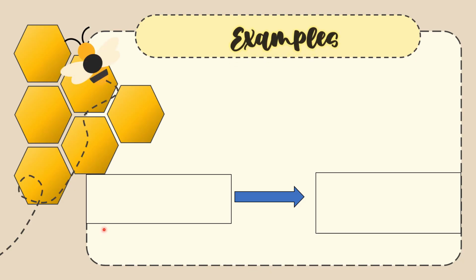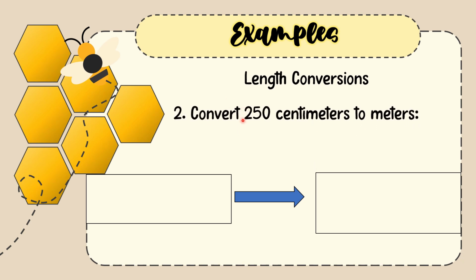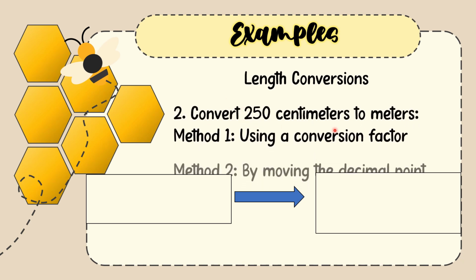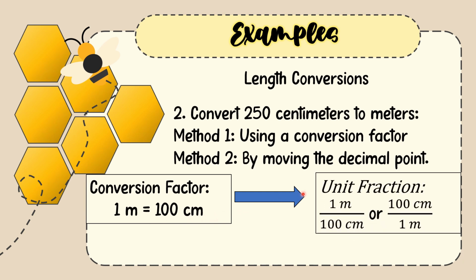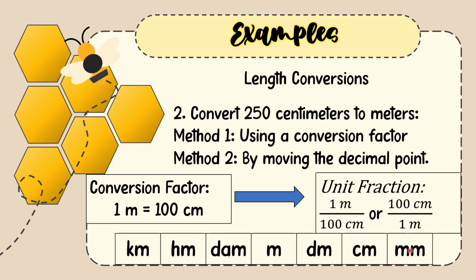Now let's proceed to the second example for length conversions. We have here, convert 250 centimeters to meters. Using the same two methods, we are going to show how many meters is 250 centimeters. For our conversion factor, we need to remember that 1 meter is equal to 100 centimeters. And for unit fraction, that is equal to 1 meter over 100 centimeters, or 100 centimeters over 1 meter. And for method 2, we are going to use the same table, this one.